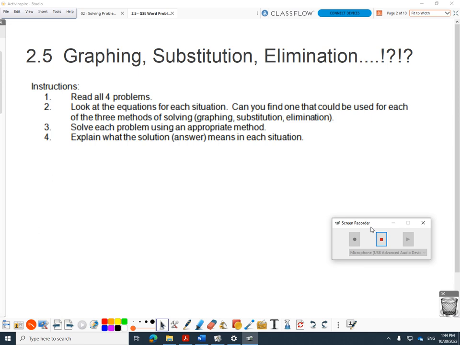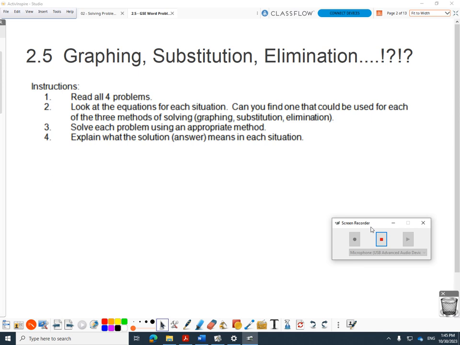Well, that's what today's lesson is. That's what I'm teaching today. How do I know which method to use? So this says read all 4 problems. Look at the equations. Can you find one that could be used for each of 3 methods? What I mean by that is find one that you could use each method to use. We're going to try to practice each of these methods. Which one would be best for it? If you had to choose, which one would you choose? And then solve each problem using the appropriate method and explain what the solution means.